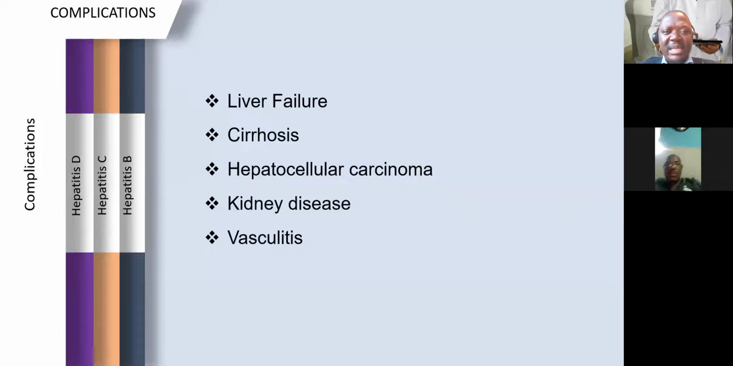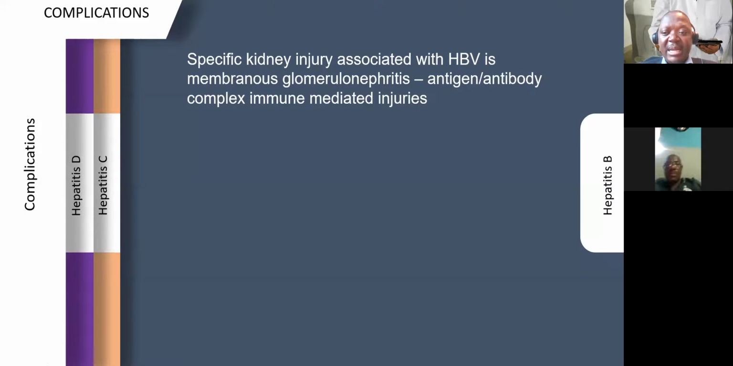What are the feared complications of chronic hepatitis? Okay, liver failure. The liver can fail. The liver can become replaced by scar tissue known as cirrhosis. There is liver cancer development, kidney disease, and vasculitis. These are general complications, but in specific terms, hepatitis B is associated with a specific kidney injury that is known as membranous glomerulonephritis.